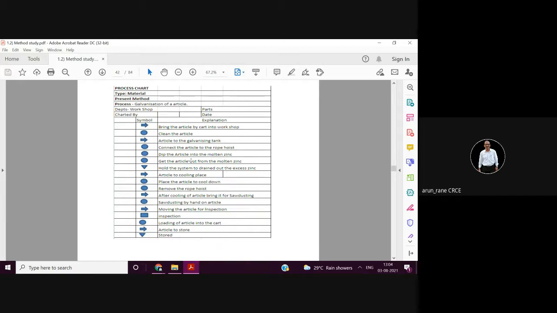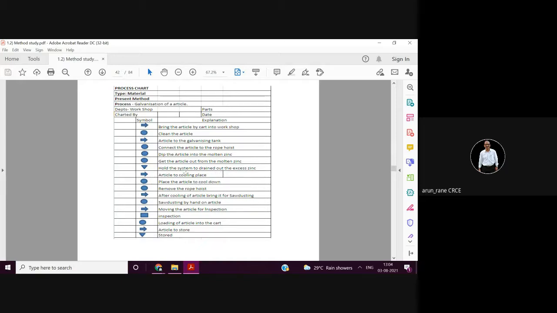Okay. Then you have to connect that article to the rope hoist so that you can dip the article into the zinc bath, जो tank रहता है उसमें. Then you have to dip it for a certain amount of time, because the coating is a function of temperature and time. Okay, and also the current. So there are three factors. You have to manipulate or adjust the temperature, current, and time in order to get the desired thickness of the coating.